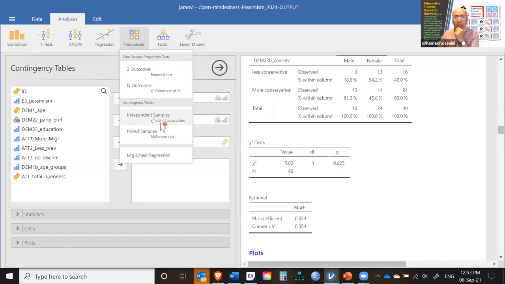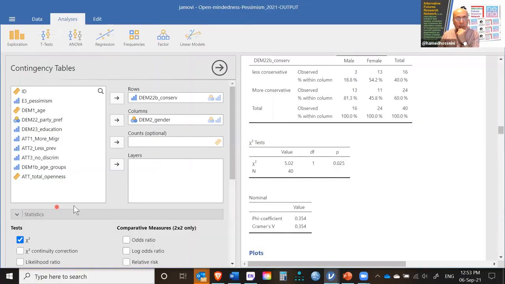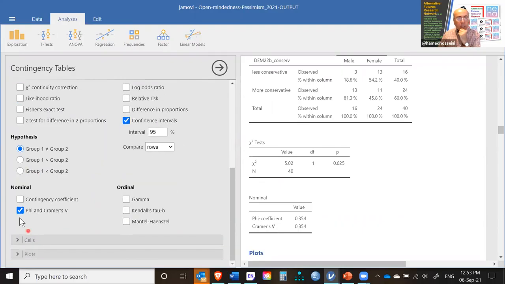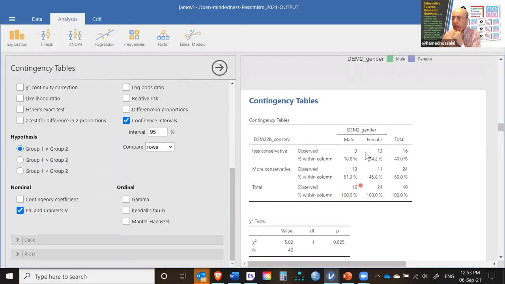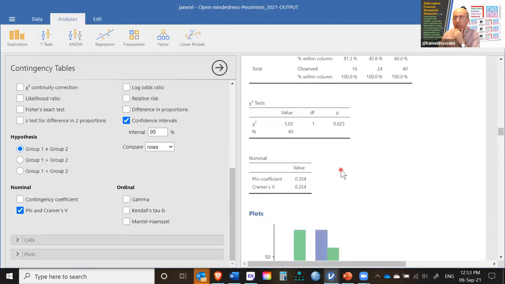So independent samples, chi-square test of association, and that gives you this. And Hamed has put conservative in the rows, and gender in columns, and let's see what things he has ticked here. Oh, he has ticked this one, this one, this one, and this one. Phi, yes, that's what he was talking about. Phi and Cramer's V tell us about the strength of the relationship. And now I see how people are divided in terms of gender and their conservative behavior. And also, this is the p-value, much less than 5%, so it must be significant, and it's a medium to strong relationship, as I can see here.